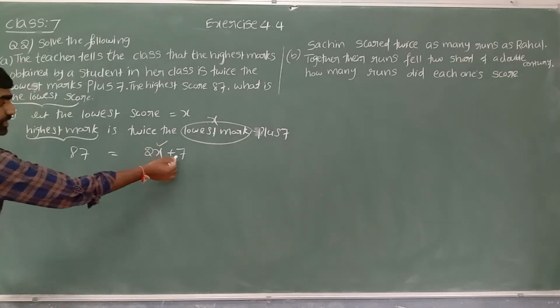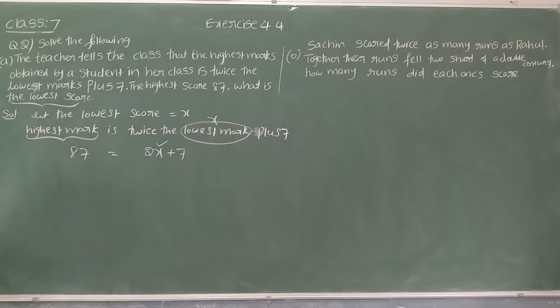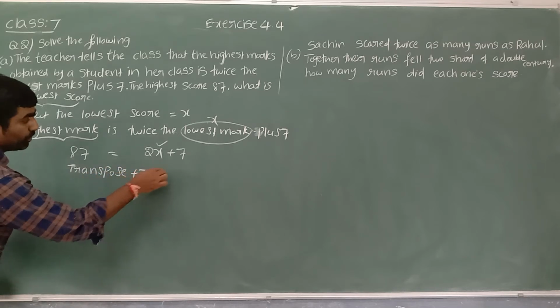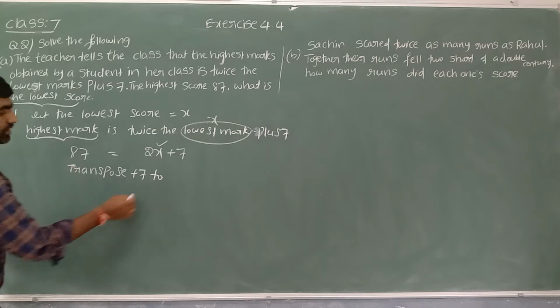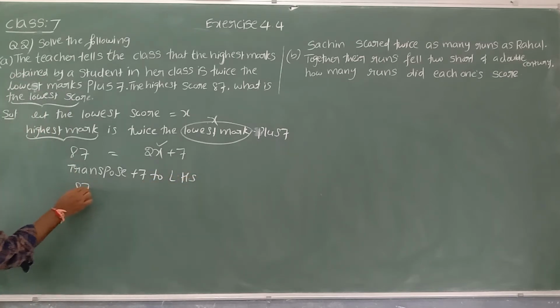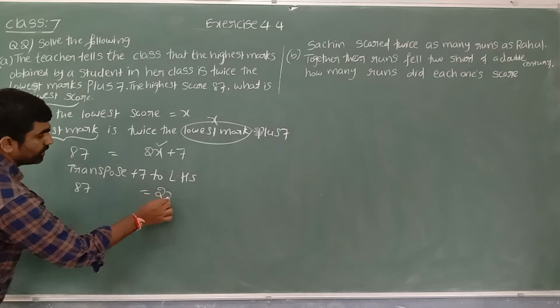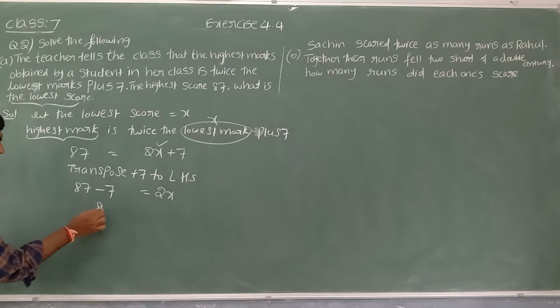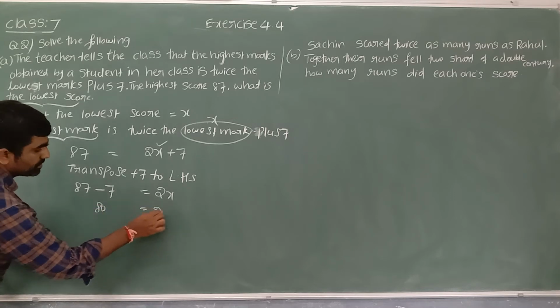So first, what can we transpose better? Plus 7 we can transpose to the LHS. Right, now transpose. Yes, transpose plus 7 from RHS to the left hand side. So 87 is equal to x plus 7. If I transpose, it becomes minus 7. 87 minus 7, 80, is equal to 2x.